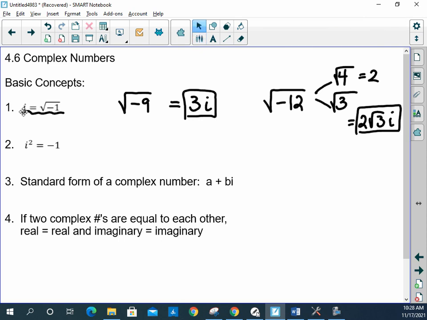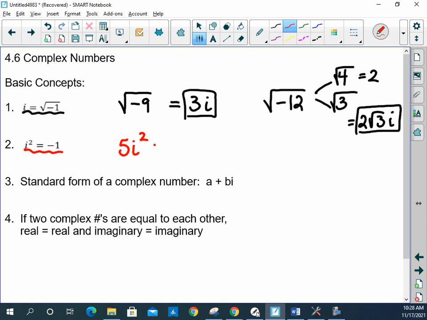What derives from that is concept number 2. i squared is equal to -1. So anytime you see i squared, you automatically substitute it for -1. So for example, 5i squared would be equal to 5 times -1. i squared comes out, -1 goes in its place, so you get -5. So that takes care of that.